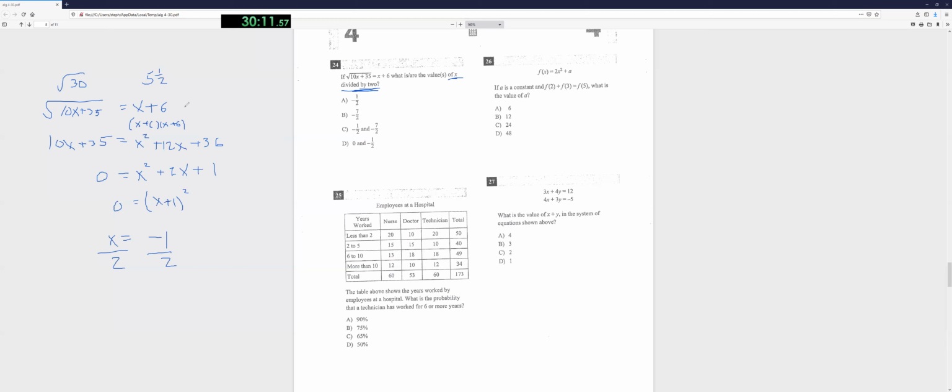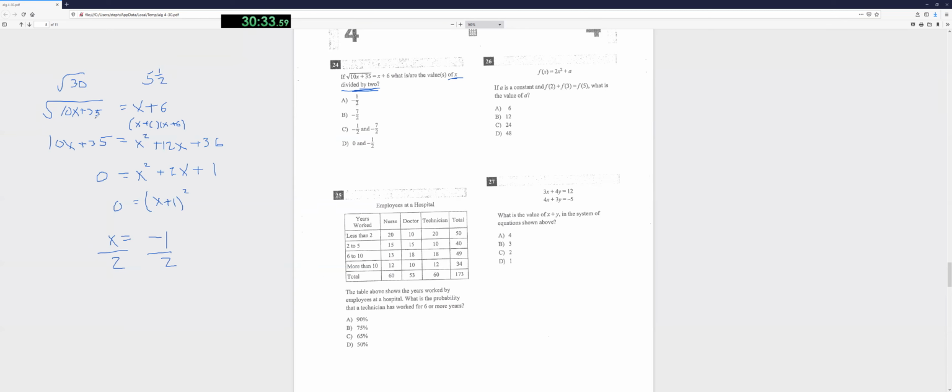So does that check out? Is 5.5 squared equal to the square root of 30? Or is 5.5 squared equal to 30? No. What did I do wrong? Did I make a mistake? Because this doesn't seem to check out. Why does this not work?